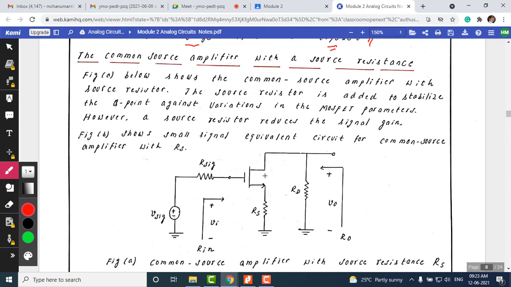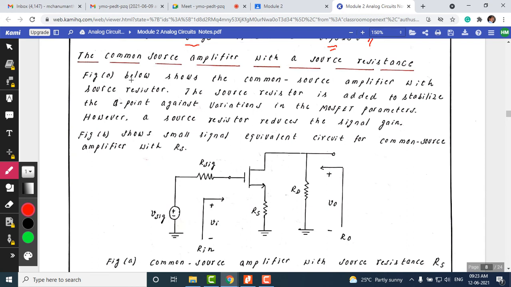Suppose any parameter changes that leads to an increase in the drain current, then the gate-source voltage is decreased by this RS. Or any parameter that leads to a decrease in the drain current, then the RS will compensate the voltage, such that the decrease is again offset. Whenever ID drops, the gate-to-source voltage is increased by the RS, and whenever ID increases, the gate-to-source voltage is decreased, so that the output drain current is maintained constant. This is how the circuit balances.